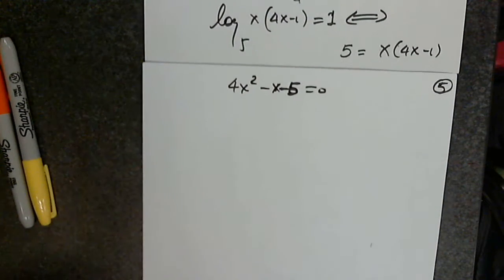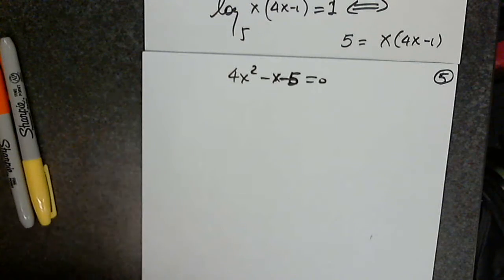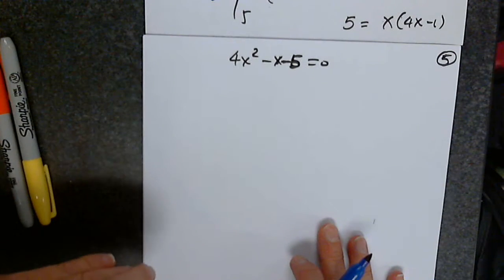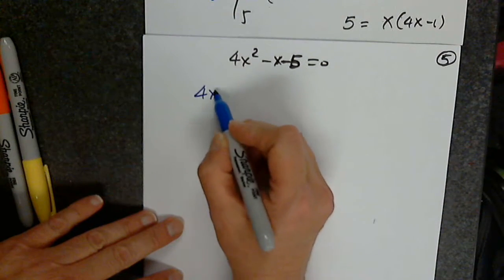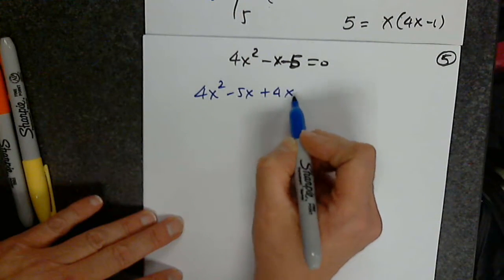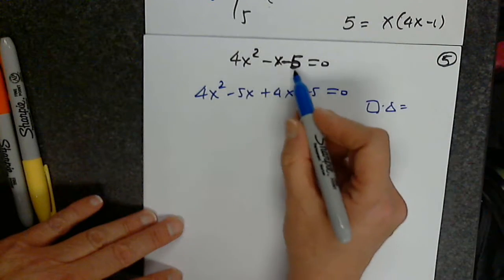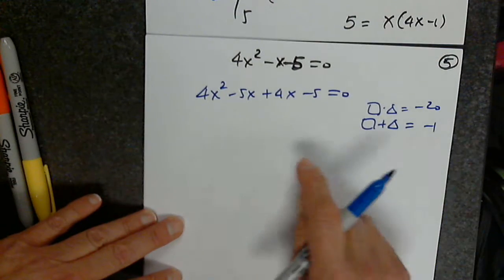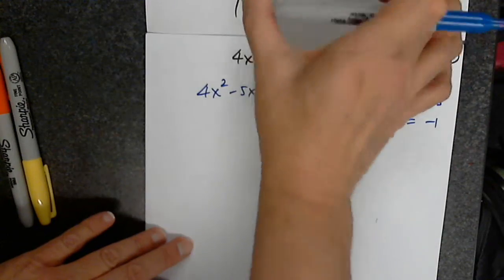What now? In a quadratic equation, I have to have everything set equal to 0. I can factor by grouping, by writing 4x squared minus 5x plus 4x minus 5 equals 0. How do I know that? Remember, the product is negative 20, and the sum is negative 1. So that must be negative 5 and 4. And now it will be factoring by grouping.